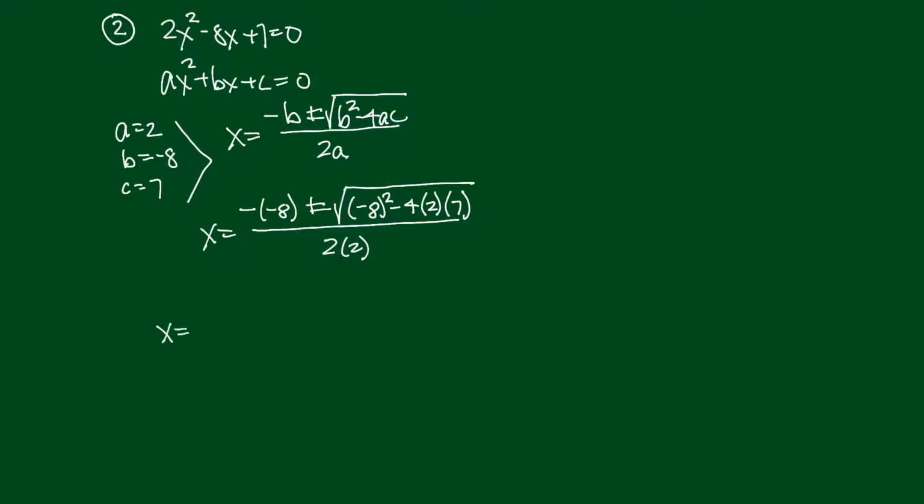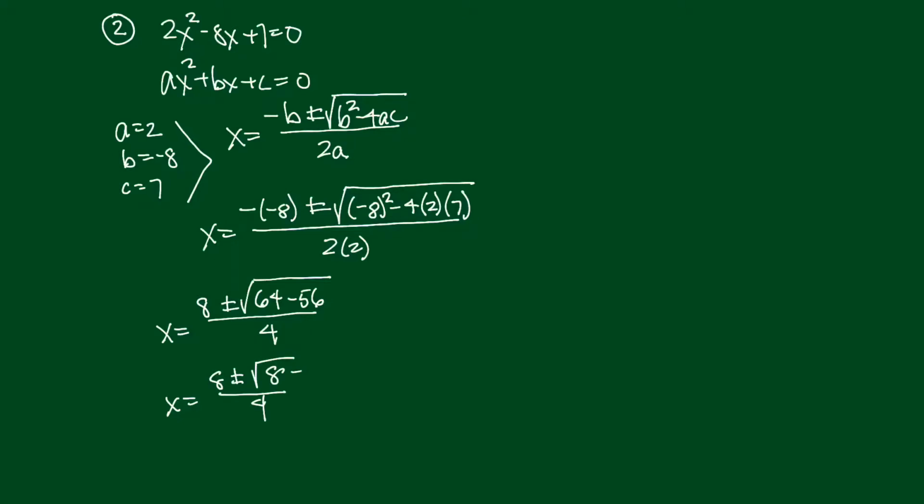Let's simplify. So we'll get negative, right here, -8, or if you like, the opposite of -8, which is 8, plus or minus the square root of -8 squared. That's 64. And then -4 times 2 is -8. -8 times 7 is -56. So minus 56, all over 4. So this will give us x is 8 plus or minus square root of 8, all over 4.